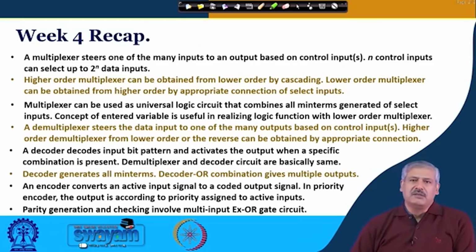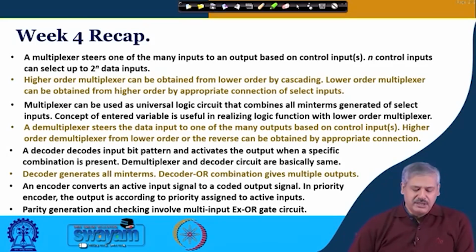And we also saw that demultiplexer circuit and decoder circuit are essentially same. So, decoder decodes a particular combination or input bit pattern when it is present at the input side, and decoder essentially generates all the minterms, and these minterms can be combined together with OR gates to produce many different kinds of outputs. So, whenever we are talking about multiple output generation, then decoder with OR combinations. So, multiple OR gates which take appropriate minterms from the decoder output, that can be useful.